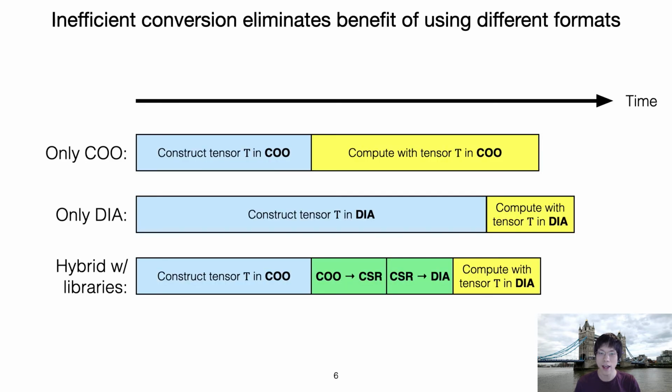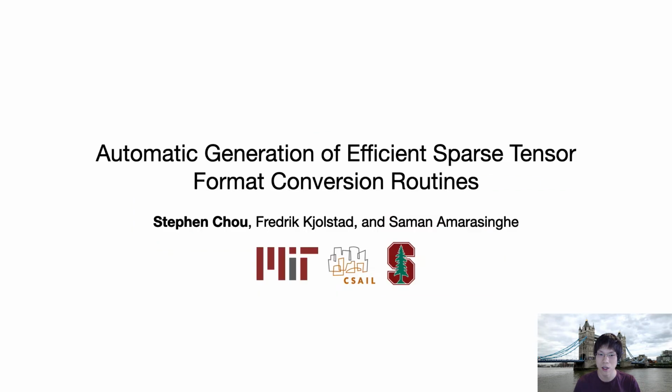The result is that hand-optimized libraries significantly increase the cost of performing conversions. And as we can see, this can greatly reduce, if not completely eliminate, the performance benefits that come from working with multiple sparse tensor formats. This then motivates the need for a compiler that can automatically generate efficient code to convert tensors between arbitrary combinations of formats. So my name is Steven, and in this talk I'll show how a compiler can do exactly that.